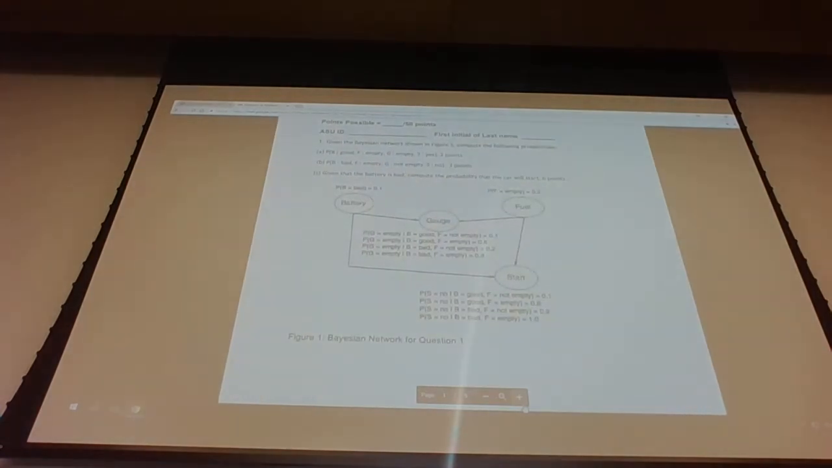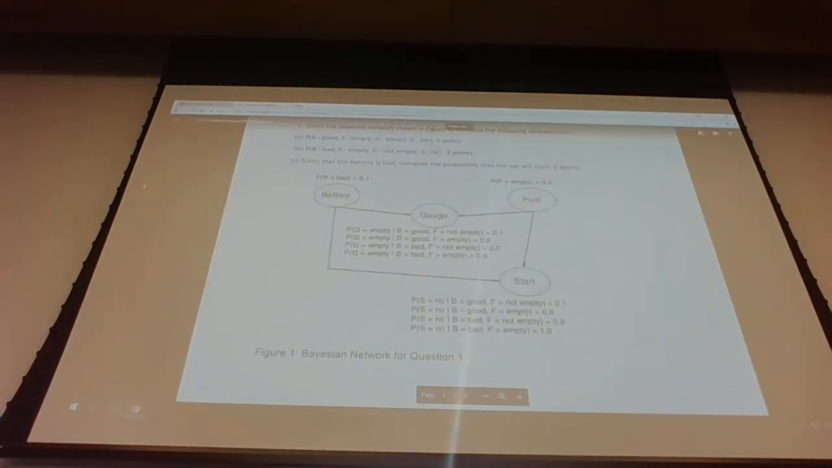So the question was this one, right? And we said that you have to figure out the probability that you start the car given that the battery is bad. Yeah, that is what was asked. So how you will do this is, if you look at the figure, this shows conditional independence, right?